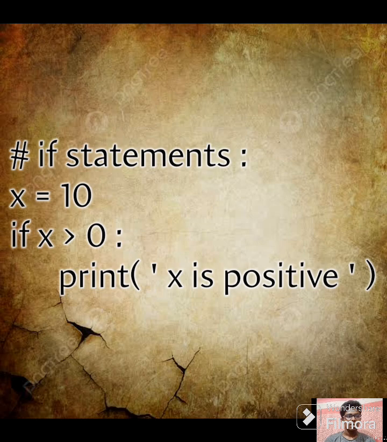If statement example: x is equal to 10, and if x is greater than 0, colon, print x is positive. Here if statement is used where x is equal to 10 and x is greater than 0, which is a true condition, then print x is positive is going to print, where x is greater than 0 is given as a condition and followed by a colon. Colon means the statement has ended and it has to pass to the next line.